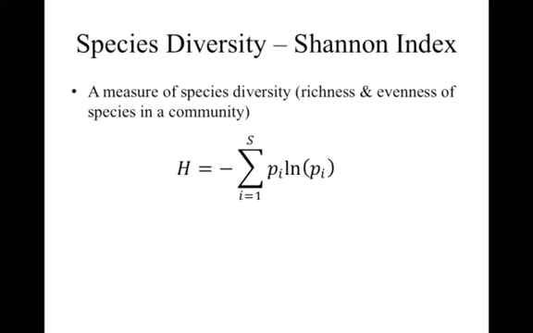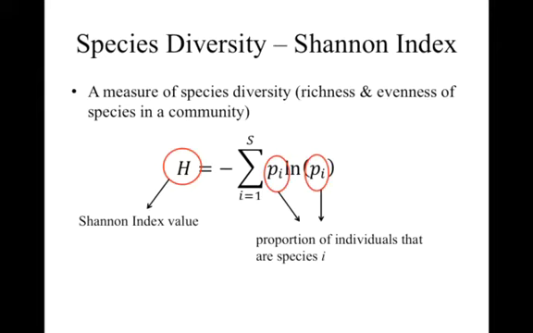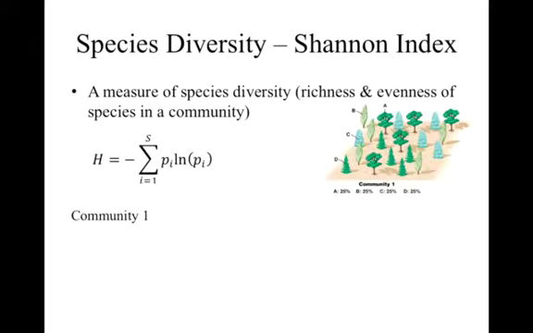So the Shannon Index is probably the most common species diversity index, and it's calculated according to this equation. The H is the index value. The P's are the proportion of individuals that are from species i, and S is the total number of species in the community. And I know this probably doesn't mean much to you, so we're going to go through some examples.